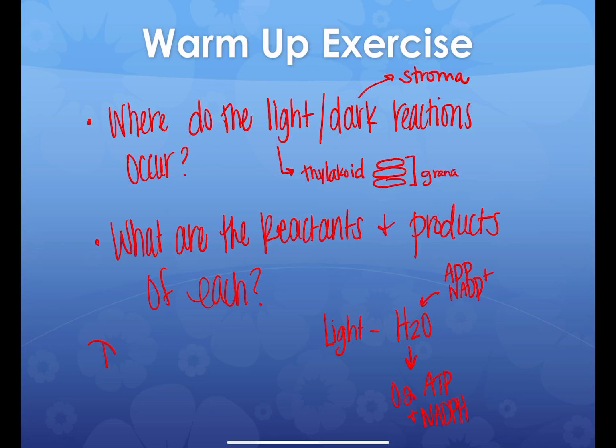The dark reactions, they take in CO2 and release sugars, CH2O, for sugars. And then technically, they also take in ATP and NADPH and release ADP and NAD plus.